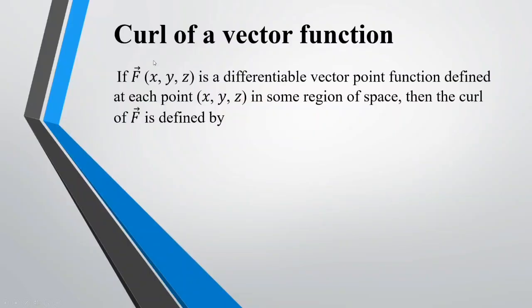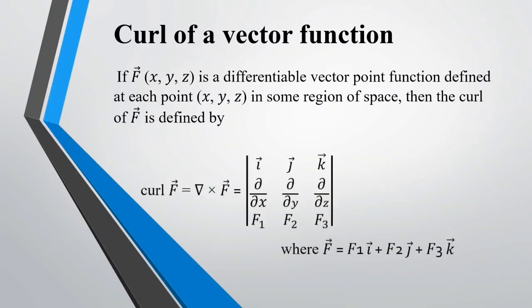The next is curl of a vector function. If f vector is a differentiable vector point function defined at each point x, y, z in some region of space, then the curl of f vector is defined by curl f, that is del cross f. So curl f is nothing but del cross f equal to determinant i vector, j vector, k vector, dou by dou x, dou by dou y, dou by dou z, f1, f2, f3, where f vector equal f1 i vector plus f2 j vector plus f3 k vector.